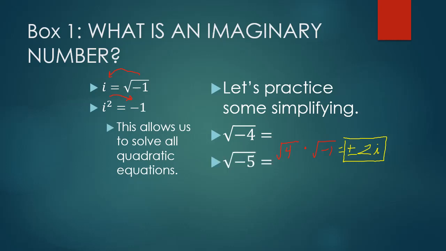Alright, let's try one that doesn't simplify. If I have the square root of negative 5, I can separate the negative 1 times the square root of 5. The square root of negative 1 means I write an i. But every time you take the square root of something, you have to put plus or minus i, and 5 stays in the radical, because it cannot be simplified.